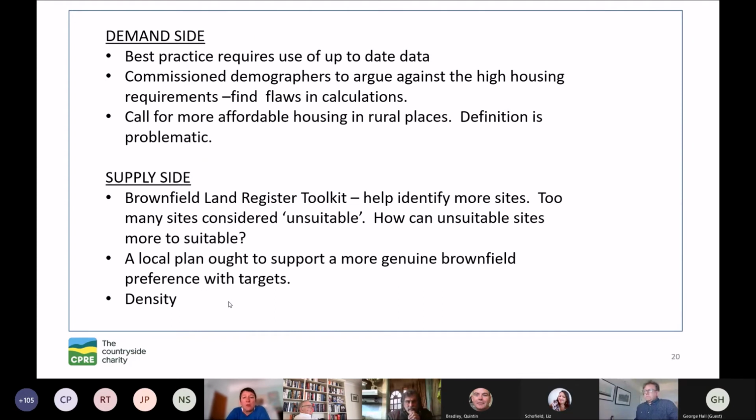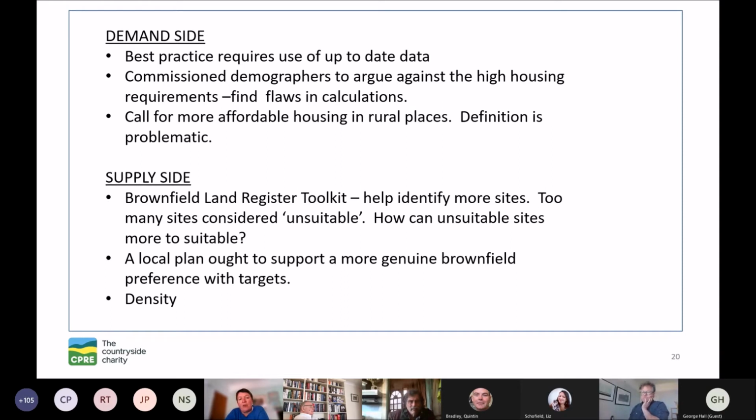So on the demand side, when I talk about demand, I'm talking about, in a local plan, identifying how many houses need to be planned for over a 15-year period of a local plan. It is government's best practice to use up-to-date data, but relying on this Office of National Statistics 2014 data, we know that it's reliant on very high growth. We have previously used demographers to unpick the evidence base of local authorities and found flaws.